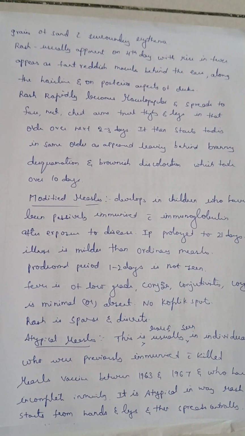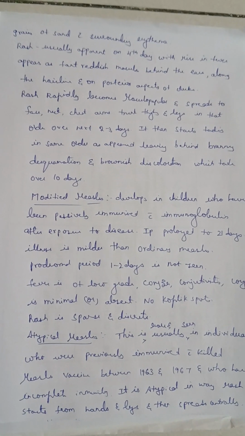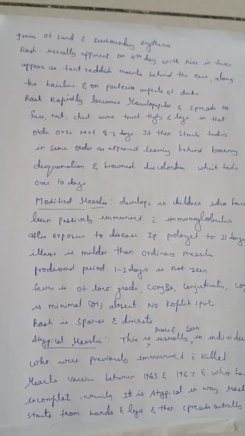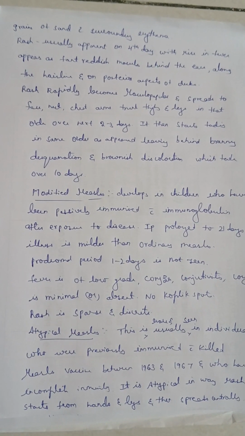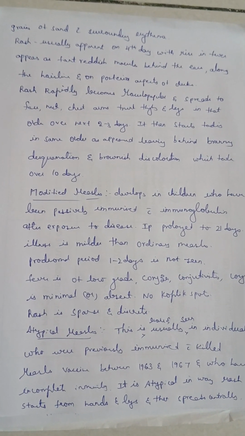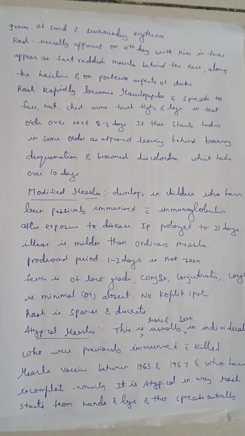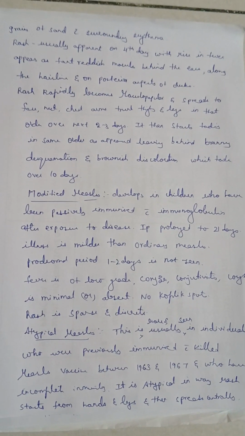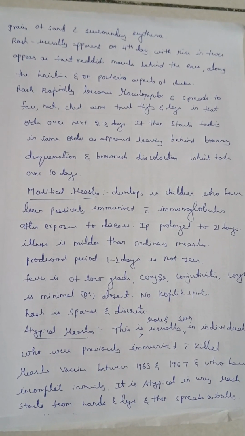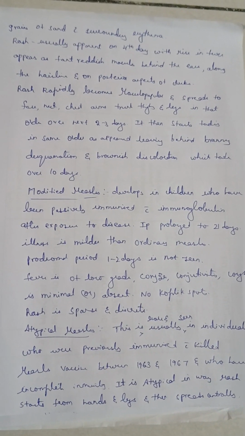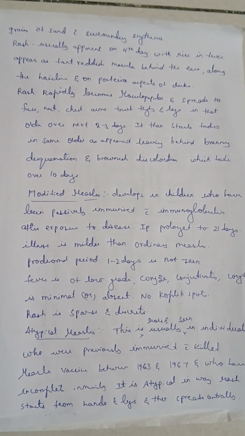In modified measles, the illness is similar to ordinary measles, but it is a milder disease. The prodromal period of 1 to 2 days, what we saw in typical measles, like low grade fever, coryza, and congestion, will be minimal or absent. There will be no Koplik spots, which are pathognomonic of ordinary measles, and here the rash is also sparse and discrete.